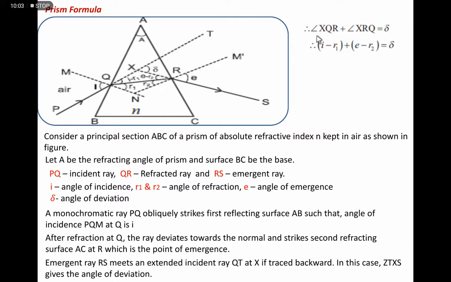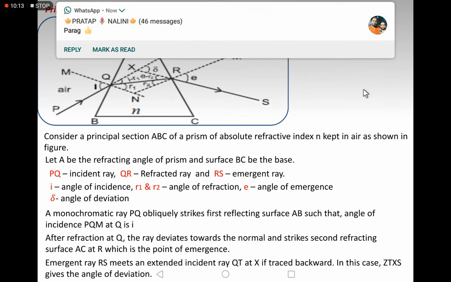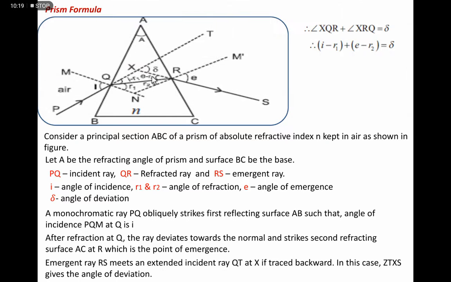This angle XQR is I minus R1, and XRQ is another angle, and it is E minus R2. How is this? I is the opposite angle of XQR. Definitely this I and this angle are opposite angles, so they must be equal. So this is I, and this must be I. If this is R1, then this angle must be I minus R1.